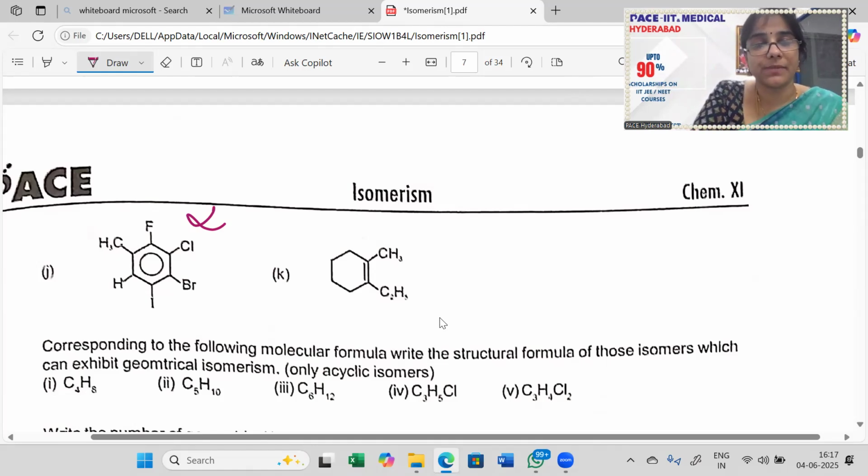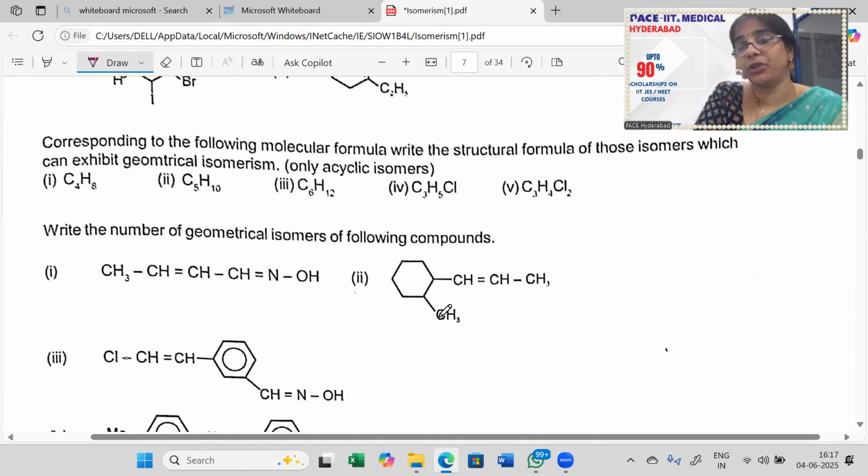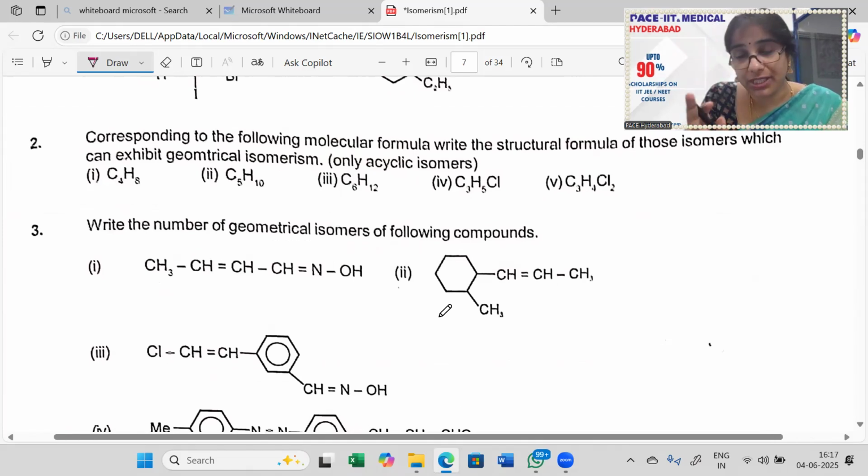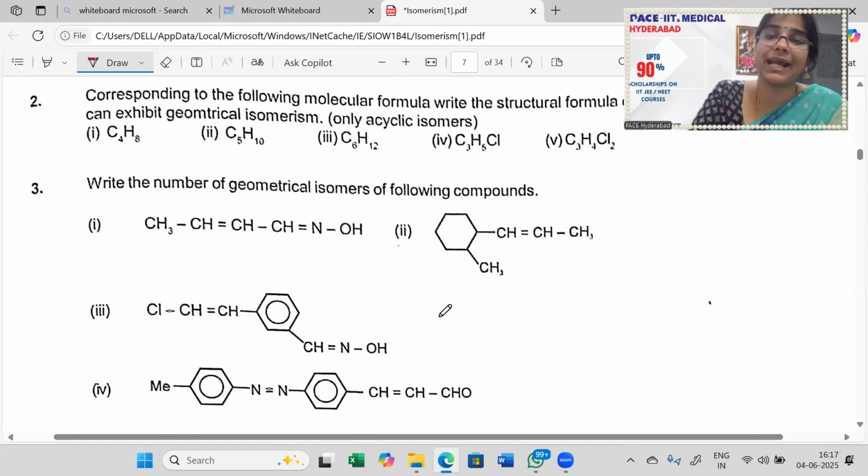Next, moving on: corresponding to the molecular formula, write the structural formula of these isomers which can exhibit geometrical isomerism. Please draw each and every structure and check. I want you to draw each and every structure and check.